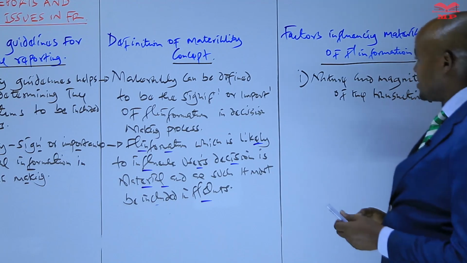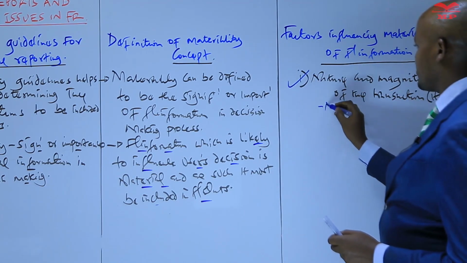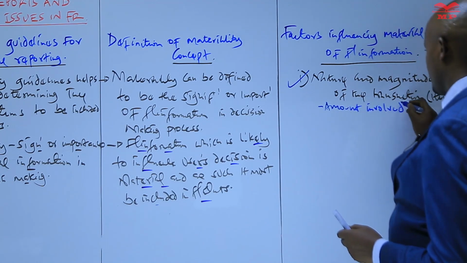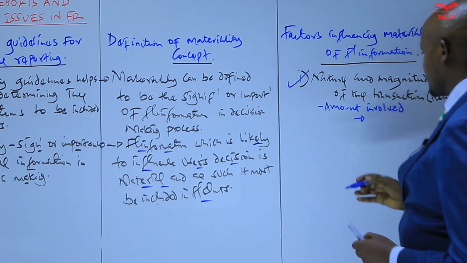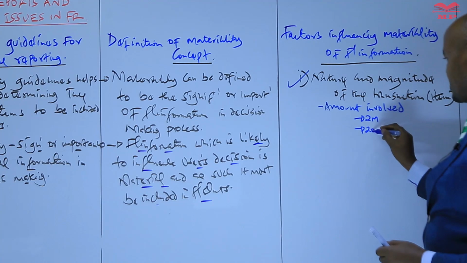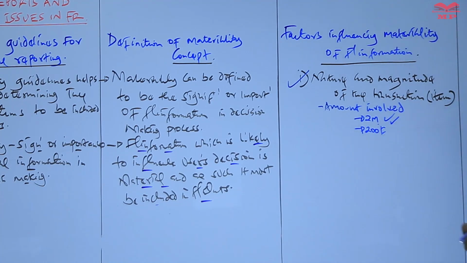So here, when we talk about the nature and the magnitude, we are talking of the amount involved. Like in this case, if we have two transactions, one involving 2 million and another involving shillings 200, then we can say that the first transaction is material. It involves a huge amount of money. So if it is omitted from the financial statements, they will be misleading.